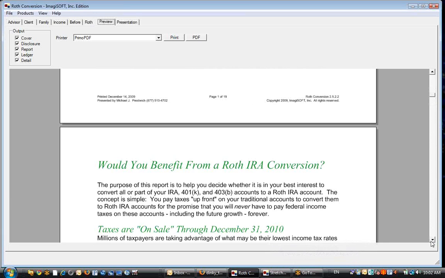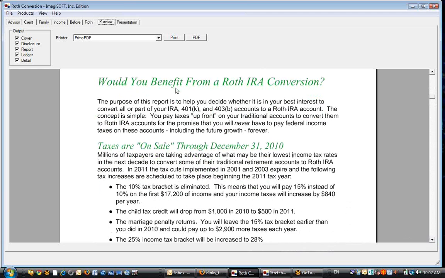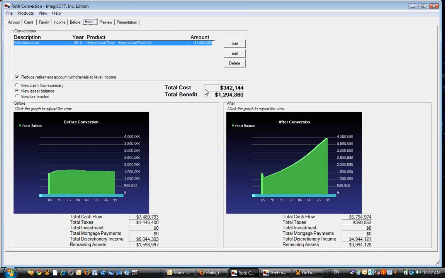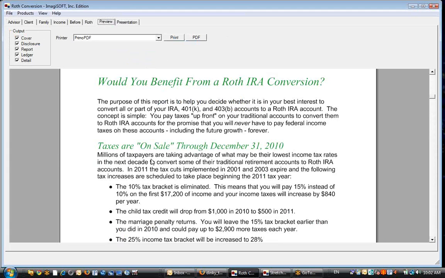Okay, would you benefit from a Roth conversion? This is basically just a philosophical thing. Should you pay your money up front? As you can see, paying the money up front, we've come up with this analysis that said, yes, that would work. Taxes are on sale through 2010. A lot of people are using that statement to get people into seminars and talk about the advantages of this Roth IRA and other tax things.